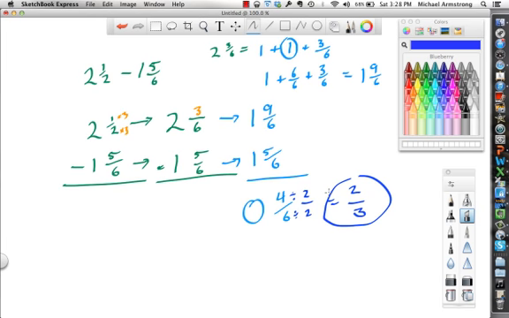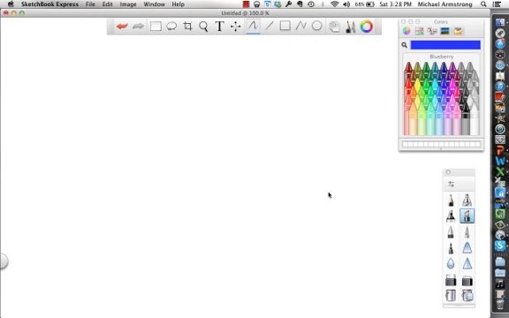Okay? Now, I guess it would make sense for me to do it the way they did it real quick. They wanted to find a common denominator and then use the common denominator to write equivalent fractions. So we've got 2 and 1/2 equals 2 and 6/12. That's what they wrote.